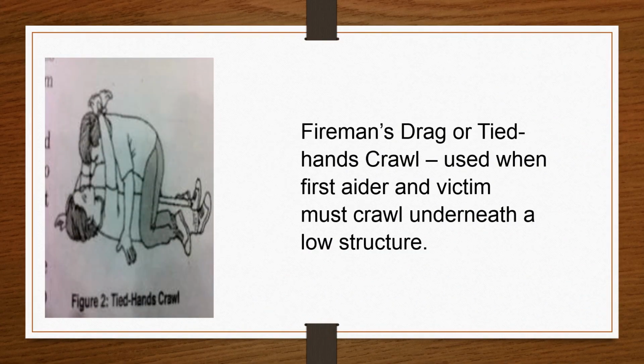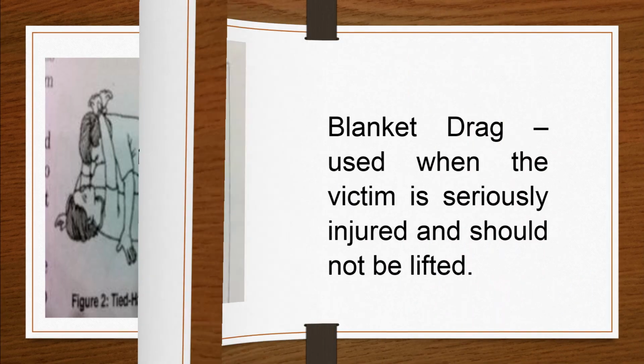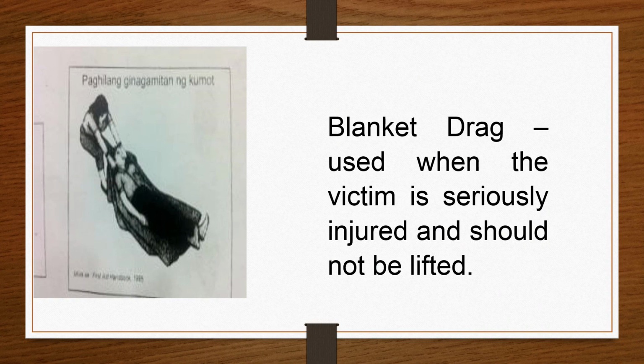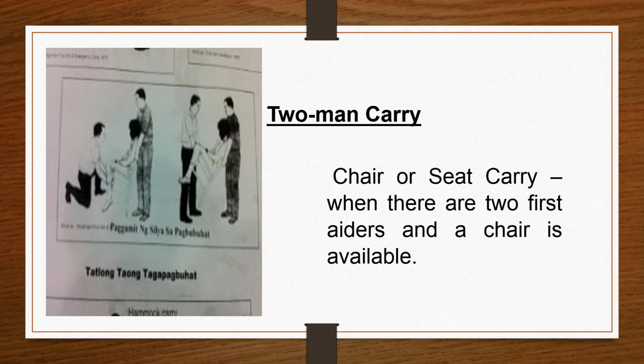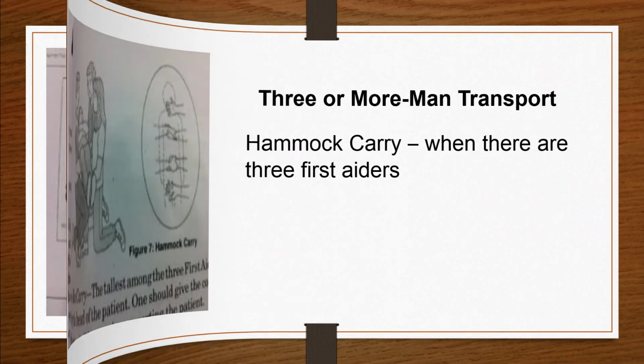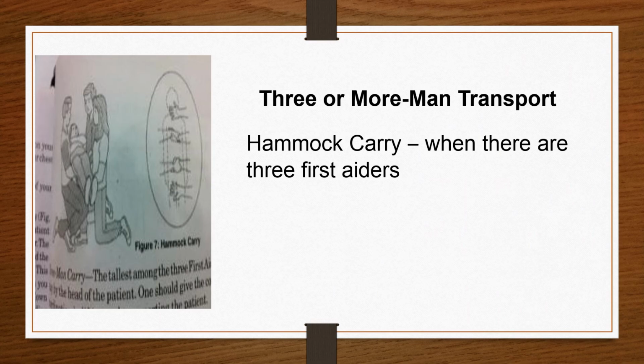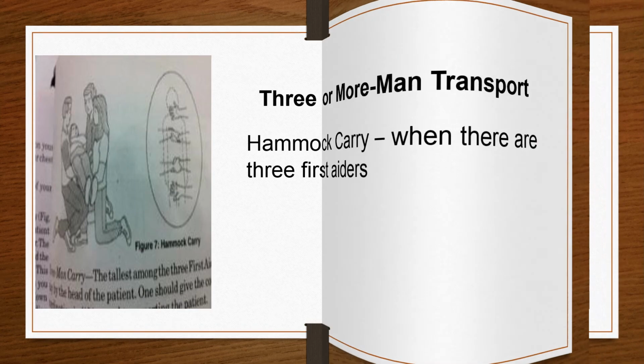Fireman's drag or tie, hand crawl, used when first aider and a victim must crawl underneath a low structure. Blanket drag, used when the victim is seriously injured and should not be left. Two-man carry, chair or seat carry, when there are two first aiders and a chair is available. Three or more man transport or hammock carry, when there are three first aiders.